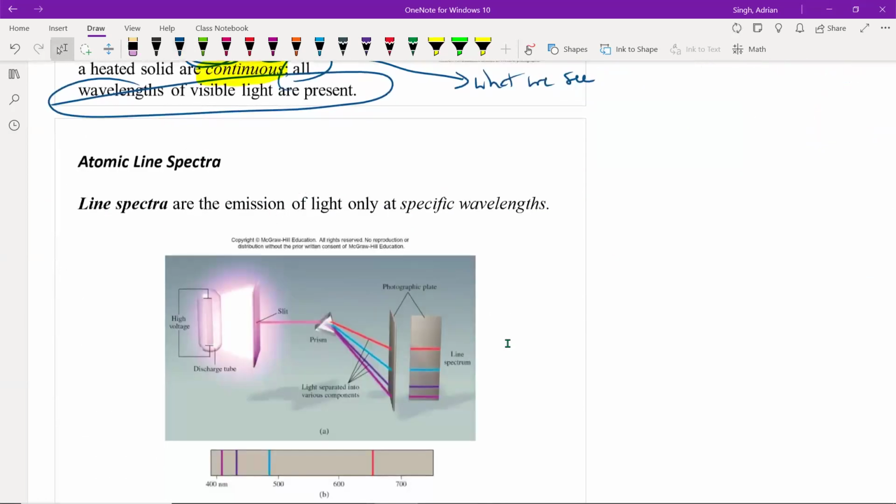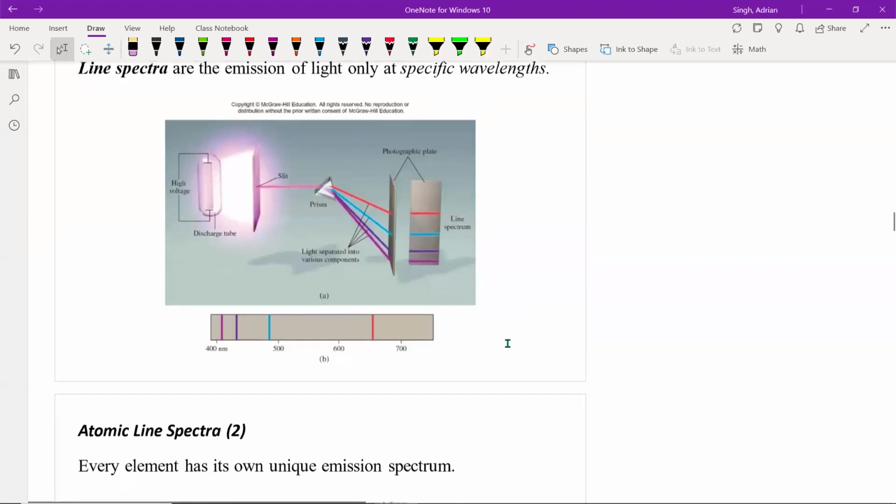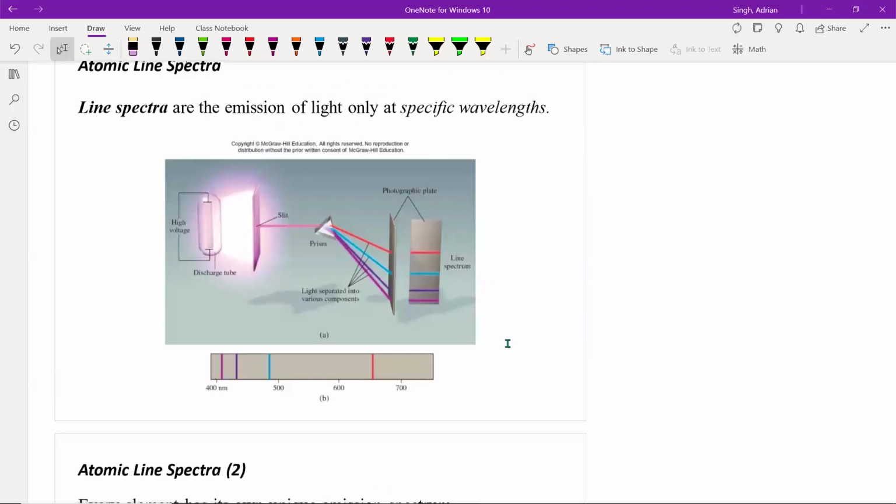Now, what we've since noticed is that if we do something similar to individual elements, we actually observe something very different. So for example, here we have a high voltage source, and it's connected to this tube, and this tube is sealed. And in here we have some sort of an element. So let's say it's hydrogen gas in there. With the high voltage, we provide energy. We give the hydrogen a bunch of energy. We zap it with electrical energy, in other words.